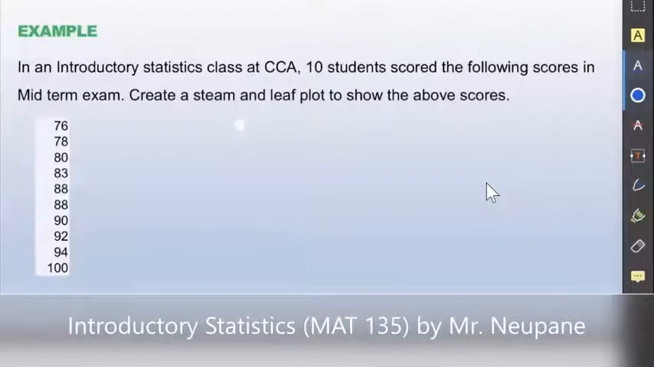Let's take an example of how we can create the stem and leaf plot. Here we have this small set of data. In an introductory statistics class at CCA, 10 students scored the following scores in the midterm exam. Create a stem and leaf plot to show the above scores. The data given are 76, 78, 80, 83, 88, 88, 90, 92, 94, and 100. So we have to draw the stem and leaf plot.